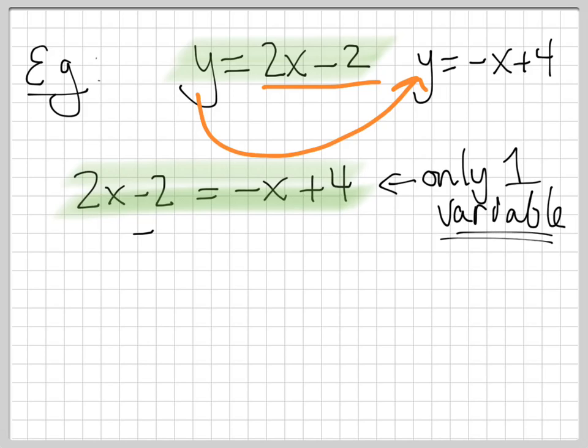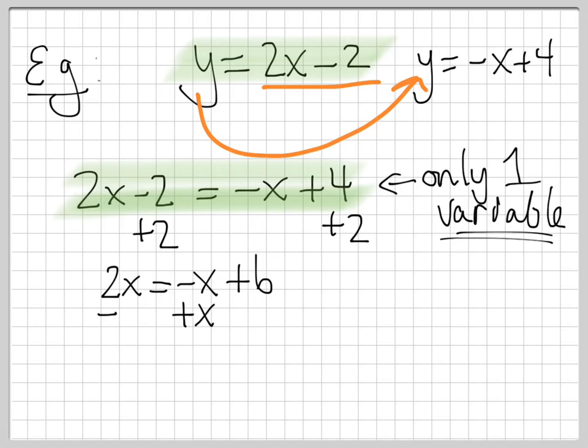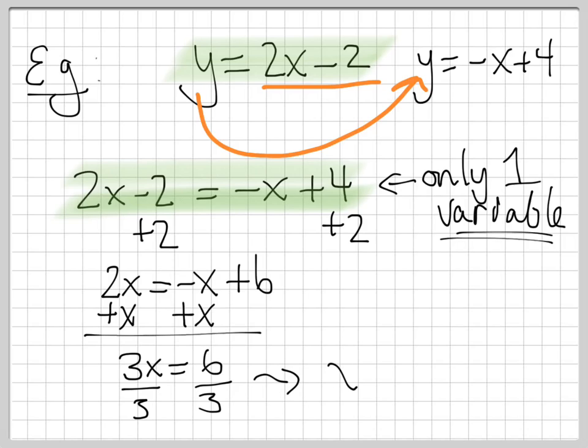So we're going to add 2 to both sides and get 2x equals negative x plus 6. Add x to both sides, and then get 3x equals 6. And then divide both sides by 3. And that gives us that x equals 2.